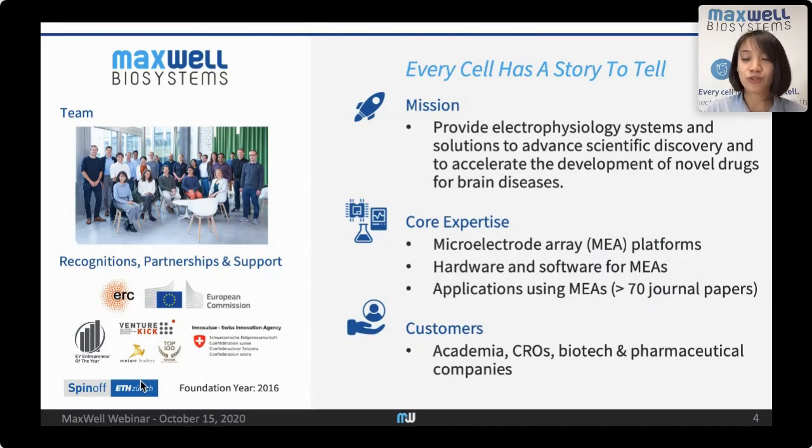So first, about our company, MaxWell Biosystems. We founded the company in 2016, and since then, we have been providing electrophysiology systems and solutions to advance scientific discovery and to accelerate the development of novel drugs for brain diseases. Our expertise here in the company includes MEA platforms, both on the technology side and also on the application side. And our customers are academic labs, contract research organizations, biotech, and pharmaceutical companies. You can see here on the left side our new team picture. We are growing, and we are very happy to show this new picture to you.